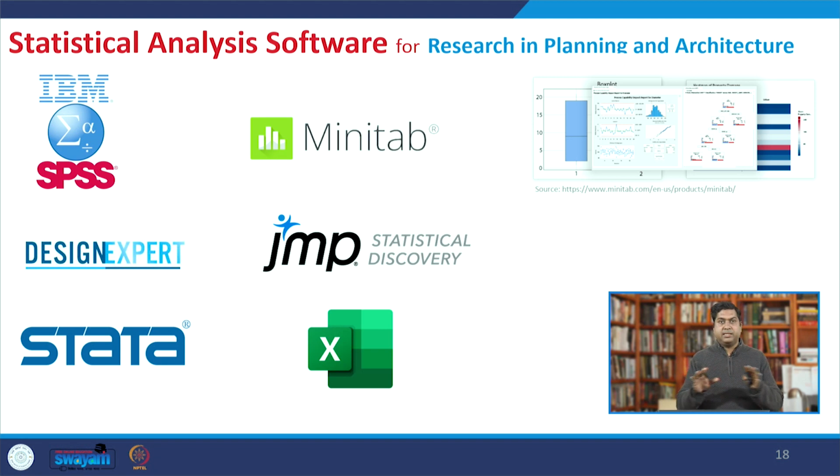Now let me classify some of the very commonly used software. For statistical software, we have SPSS. We can also use Minitab. We have Design-Expert, then JMP, Stata and Excel. Again, naming only these six doesn't mean these are the only good software available in the market. The list can be long, but these are very commonly used and are reported by researchers in their papers. So I thought to mention them.